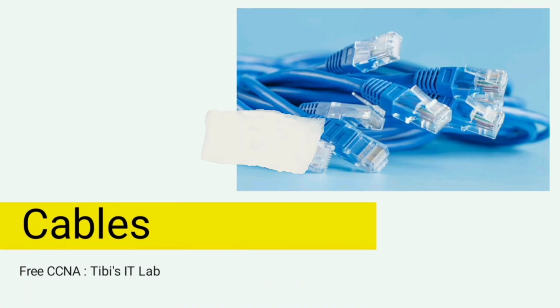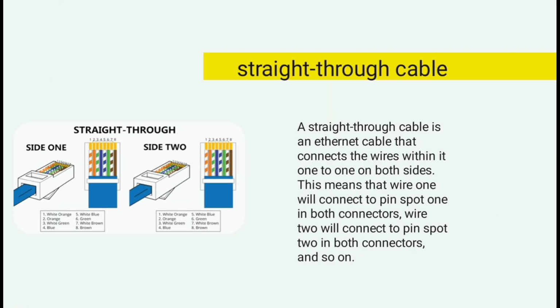Straight-through cable. A straight-through cable, also known as a patch cable or straight cable, is a type of Ethernet cable that is commonly used to connect a computer, router, or switch to a modem, hub, or another network device. The wiring configuration of a straight-through cable is the same at both ends, with pin 1 connected to pin 1, pin 2 connected to pin 2, and so on.